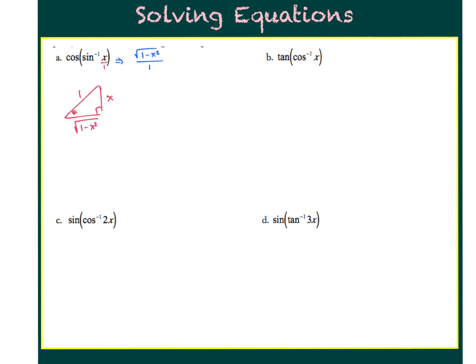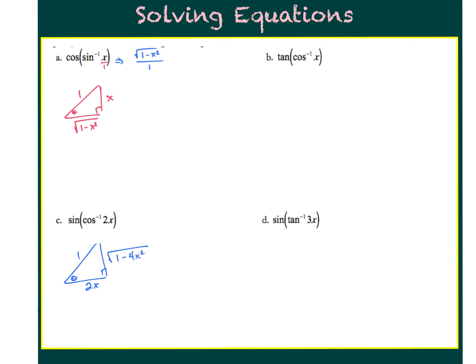All right, I want to do C first. So on C, I have sine of arc cosine of 2x. So let's draw out our triangle. So what's cosine? Adjacent over hypotenuse. So my adjacent is 2x. My hypotenuse is 1. So then what's my other side? It's the square root of what? 1 minus 4x squared. Very good.